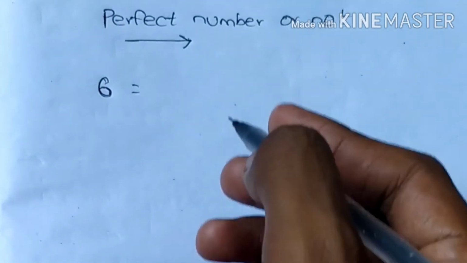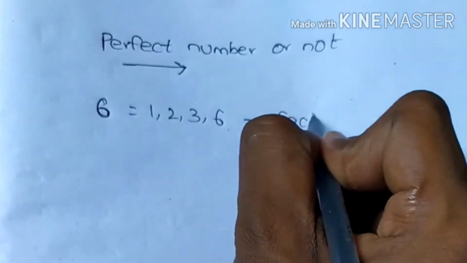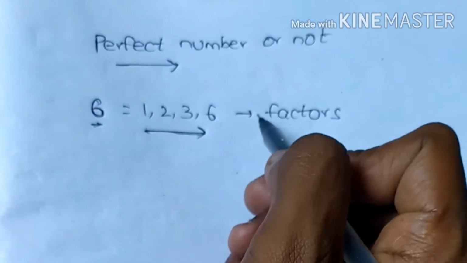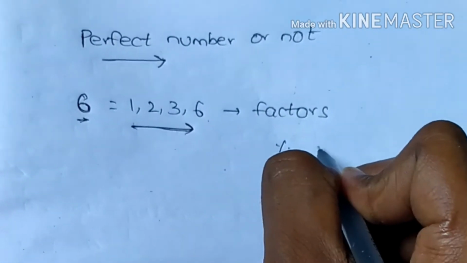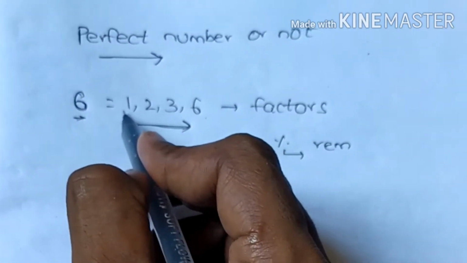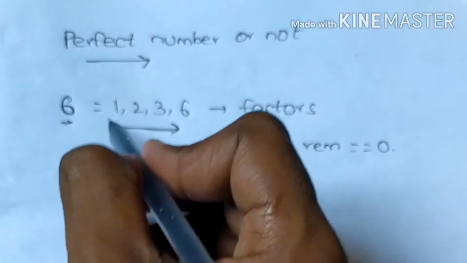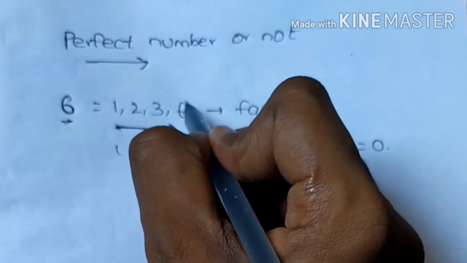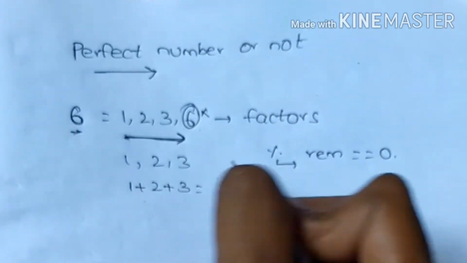If we write the factors of 6, we will get 1, 2, 3, 6. These are the factors. Factors means the numbers which divide the given number. Here these numbers such as 1, 2, 3, 6 will divide the 6 and we will get the remainder. In Python it will give only remainder, right? By dividing with these numbers we will get remainder equal to 0, right? If we see these numbers such as 1, 2, 3, we will exclude this number and we will sum these numbers such as 1 plus 2 plus 3 equal to 6.